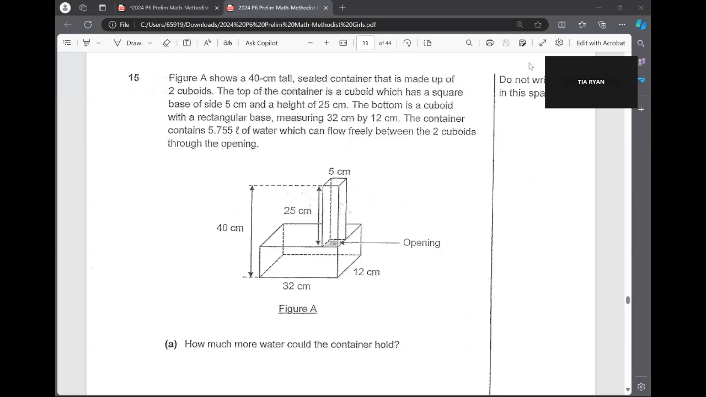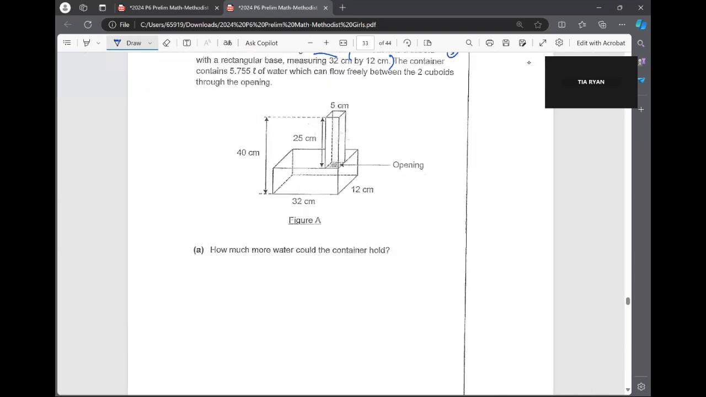Figure A shows a 40 cm tall sealed container that is made up of 2 cuboids, okay? The top of the container is a cuboid which has a square base of each 5 cm and a height of 25 cm. The bottom is a cuboid with rectangular base measuring 32 by 12 cm. The container contains 5.755 liters of water which can flow freely between the 2 cuboids through the opening.